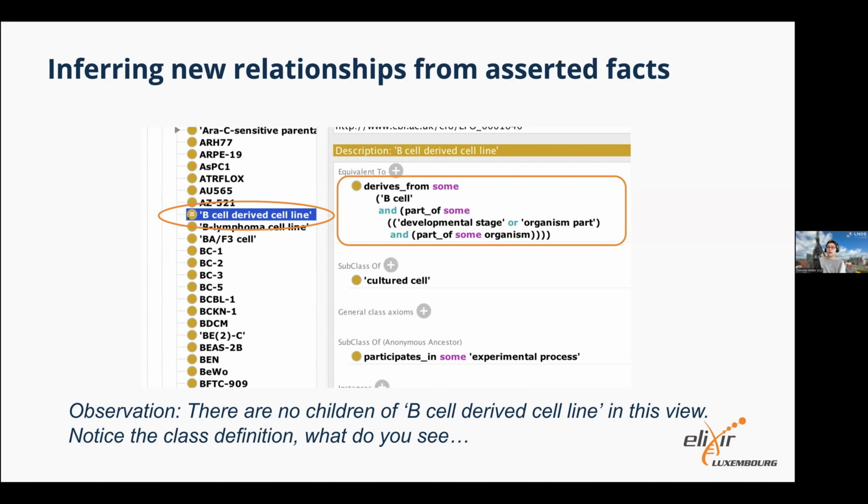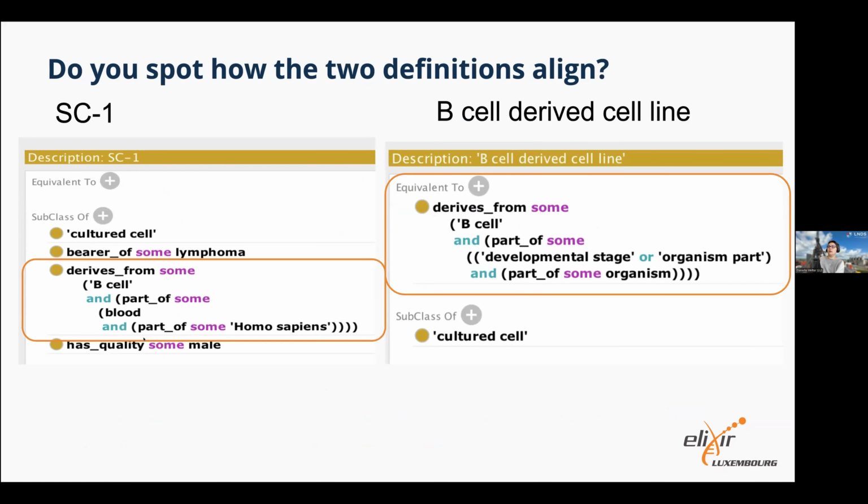Now, what's important to see here, there is no little chevron. If you've got a little chevron like this next to a term, it means it has children. This term has no children. But now we look at these definitions next to each other. So in both cases here, we have our derives from, we have a B cell, we have this part of bit. Here it says blood for SC1, which is an organism part. You'll have to trust me on that one. And it's part of Homo sapiens, which is an organism. Again, you'll have to trust me on that one, but both of those are true.